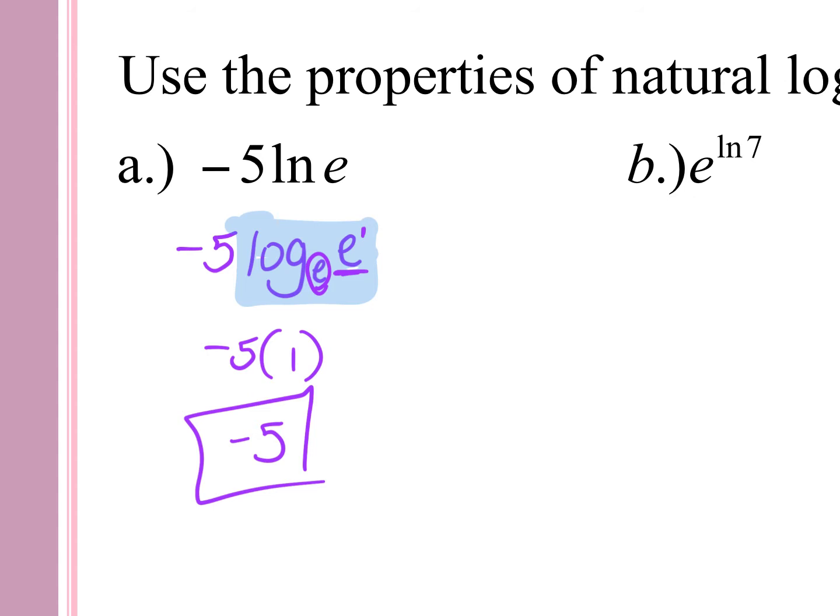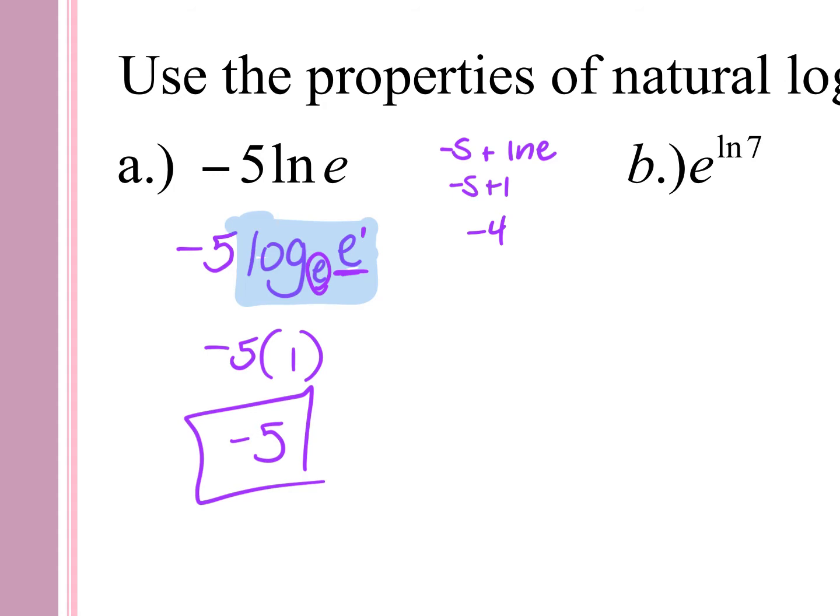Because we're multiplying it this time, it didn't matter. But if you were adding those numbers, or if there was an exponent on the e, it matters. You keep the exponent, which without an exponent there is 1, not 0. So just be careful. If it said negative 5 plus ln of e, this would be negative 5 plus 1, which is negative 4.